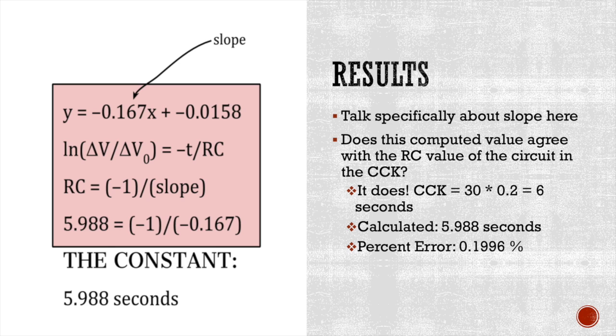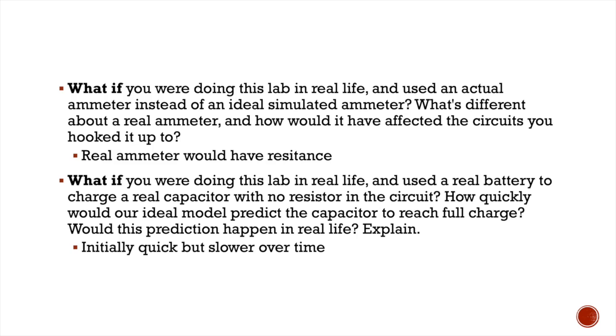A good way to better understand something is through hypotheticals. If we were to use a real ammeter in real life, a real ammeter would have more resistance, leading to a lower current reading because we could use Ohm's law, which is voltage over resistance. If we were to use a real battery in real life, initially it would be quick but slower over time. As the battery got weaker, the pace at which the capacitor would charge would get slower and slower. All circuit components have an aspect of resistance.